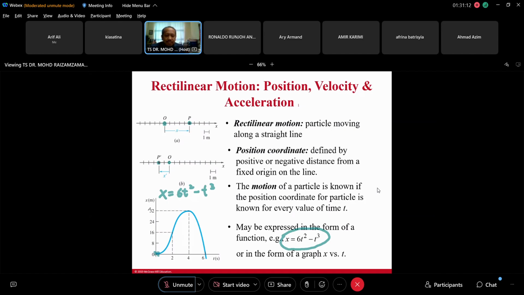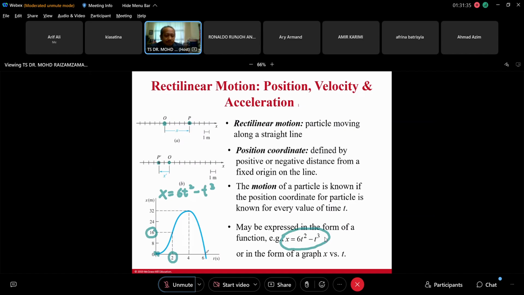If time is equal to 2 seconds, can I get the position? Yes or no? Yes, right? So you got 16. By the end, if time equals 6, you get x equal to 0. So by the end, class, you are able to plot one position graph with respect to time.